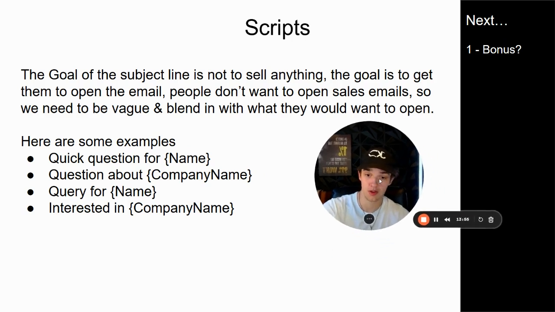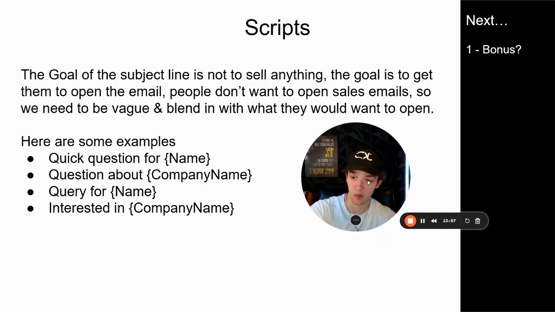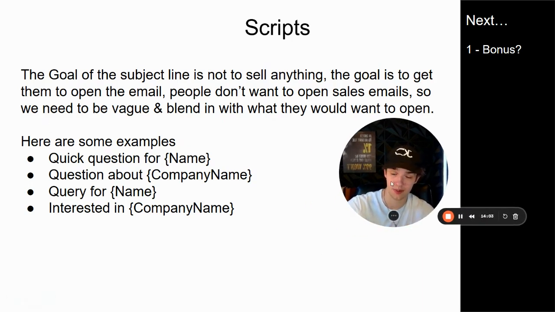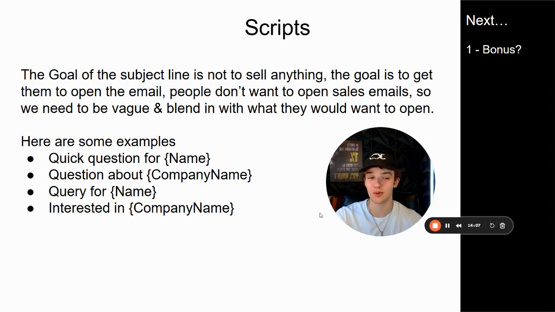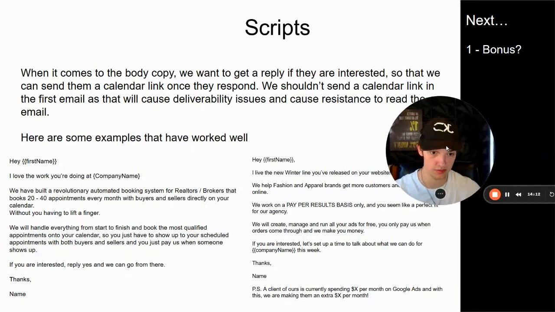Okay. So here are some examples that are vague that people will always open. Quick question for name, quick question for company name, query for name, interested in company name, right? Just very vague things. They're like, okay, well, I'm not going to risk not knowing what this email is, right? So that's the whole point of the initial subject line.